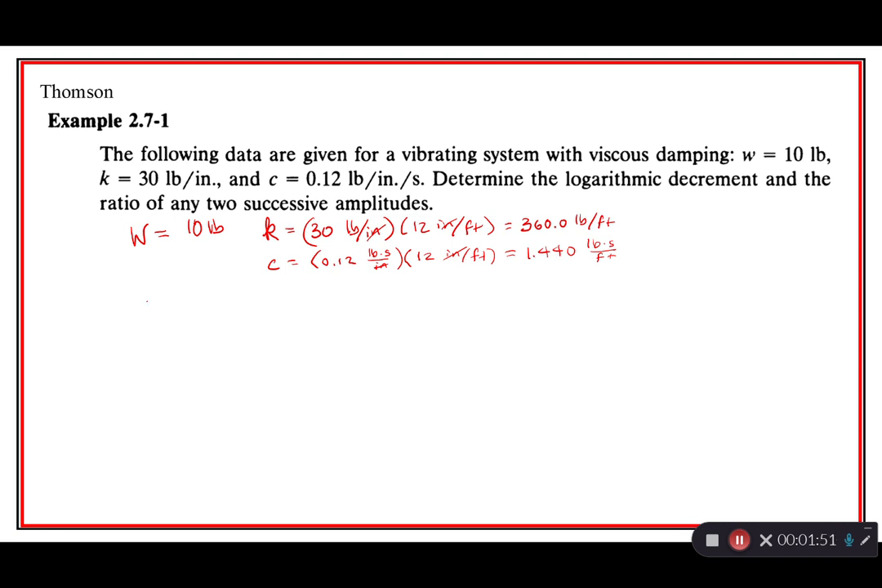The undamped natural frequency is the square root of K over M. Let's see if we get the units right, just to practice here. 10 pounds, right? But no, I'm sorry, it needs to be K. Pounds per foot divided by mass, which is 10 pounds, but we need to divide it by 32.2, so it would show up right here.